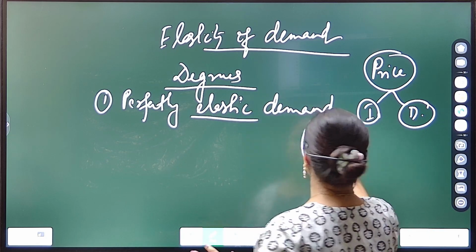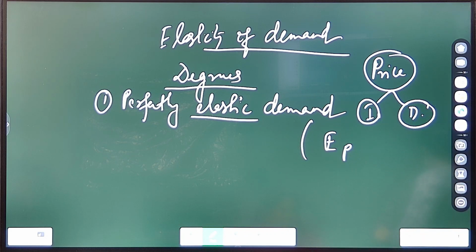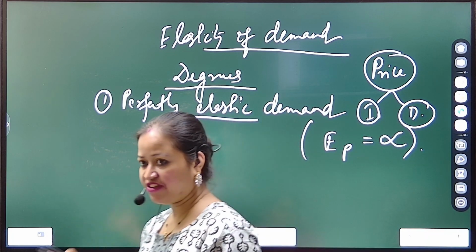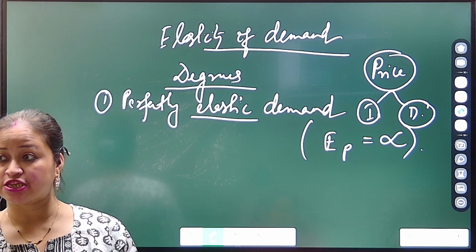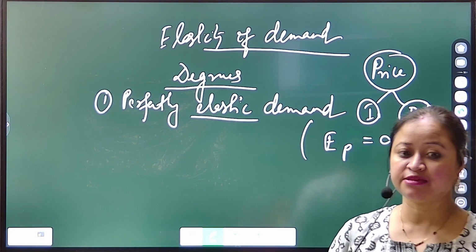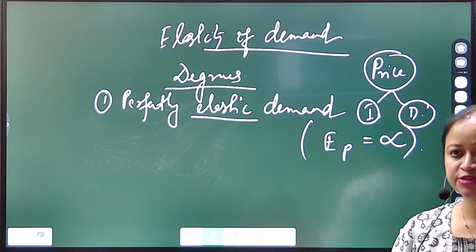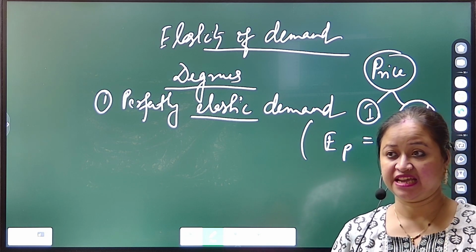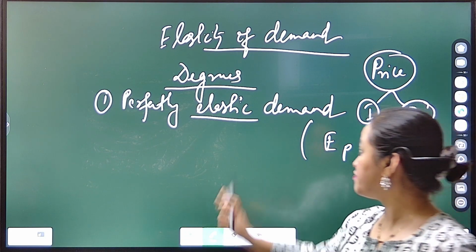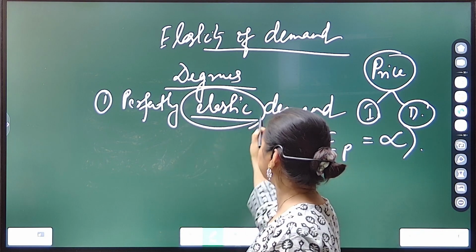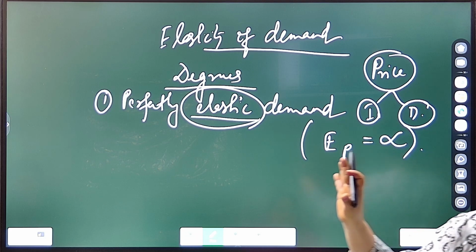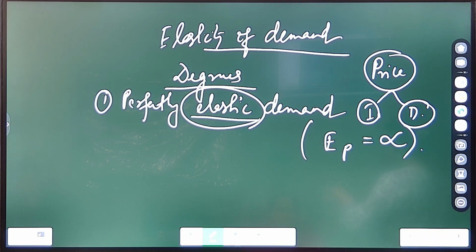So where EP is, here EP is, what is mentioned? EP is infinite, we say. So if there is no change in price, or a slight or small change in price, it will lead to a bigger change in demand. Price is not changing, or price changes slightly, but because of that your demand has increased a lot. That situation is called perfectly elastic demand. So your EP is equal to infinite. Understood? The meaning is in the word itself.